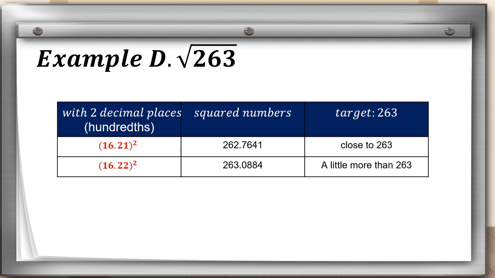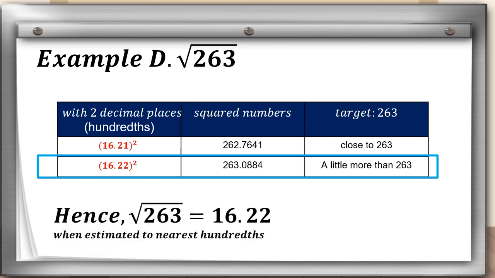16.22 squared is 263.0884, and that is a little more than 263. Notice that 263 is closer to 263.0884 compared to 262.7641. Meanwhile, 263.0884 is the square of 16.22, hence, the square root of 263 is 16.22 when estimated to the nearest hundredths.